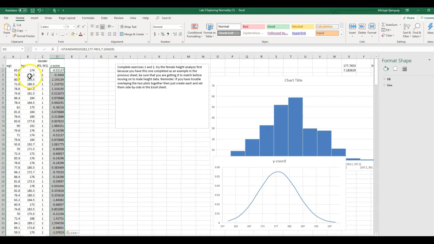So look, his height's below 177, below the mean, so a negative z-score. This person is pretty tall, 193, and the mean is 177. Look, he's 2.2 standard deviations above the mean. That's a high z-score, okay?